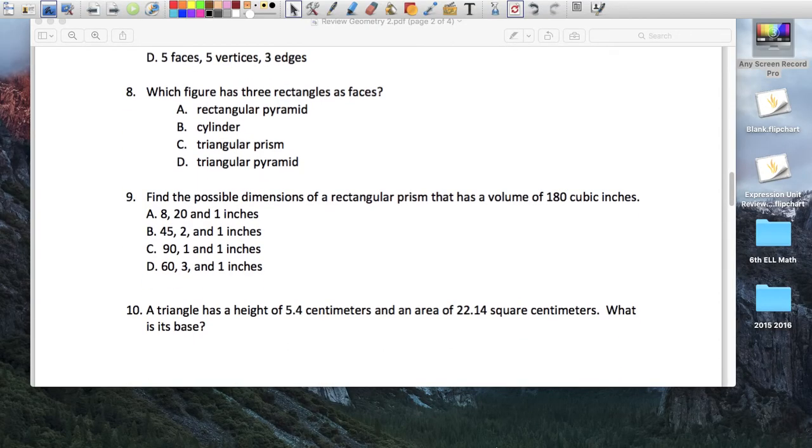Number 9. Find the possible dimensions of a rectangular prism that has a volume. So you know the volume is going to be 180. Volume is big B times H. We're talking about a rectangular prism, so volume equals big B's length and width times H. We know that the volume is 180, so we need length times width times height to give us 180.